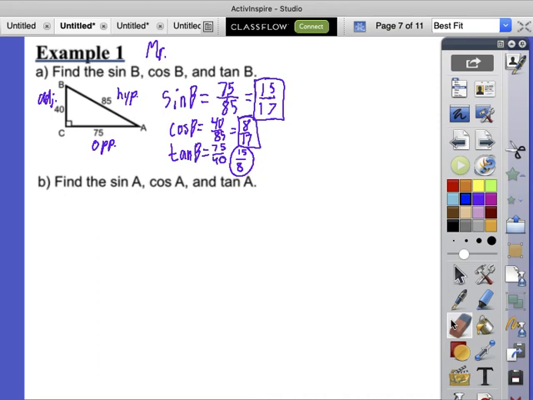Why did you get 40 over 85? Because I thought over here to the leg adjacent. Did it change because we're doing B? No, it's still adjacent over what? It's adjacent over F1. Yep. So what's the leg adjacent angle B?